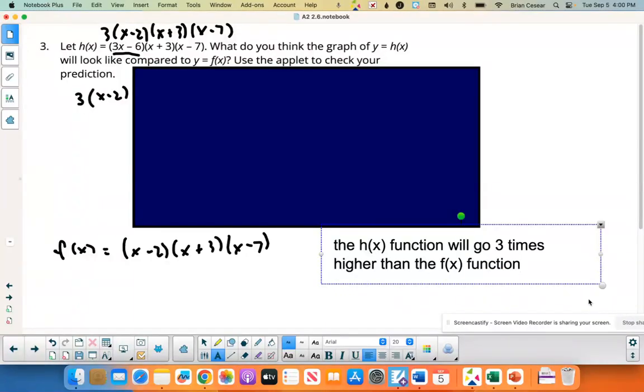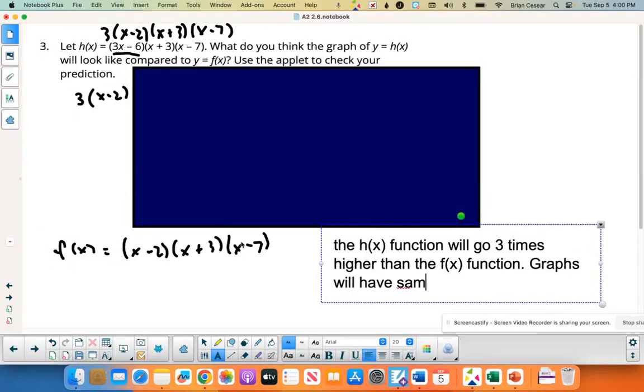Because it has that extra 3 in the front. Now, because these factors all match up, x minus 2, x minus 2, x plus 3, x plus 3, x minus 7, x minus 7, so those all match up, I think they're going to have the same x-intercepts, or horizontal intercepts.